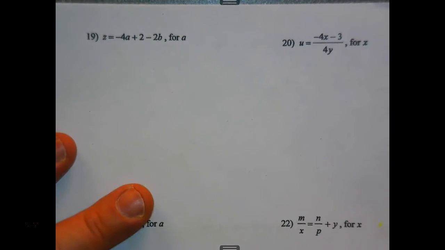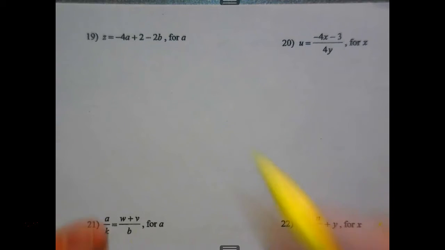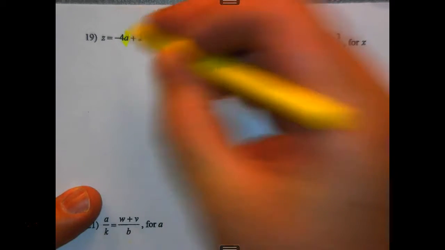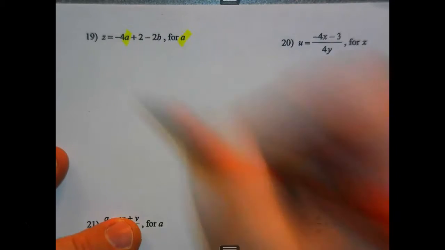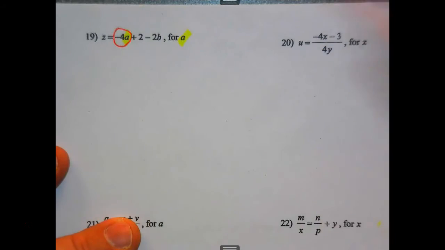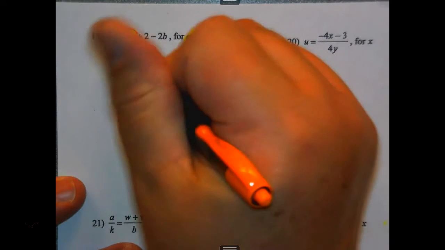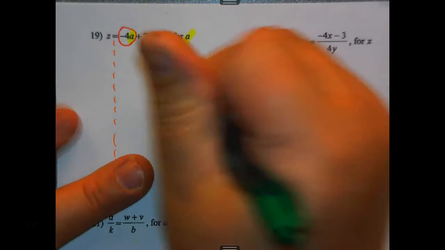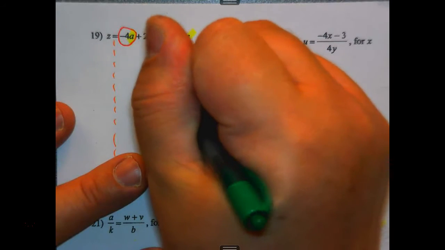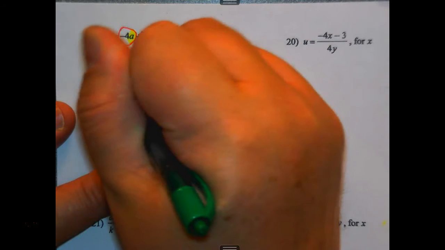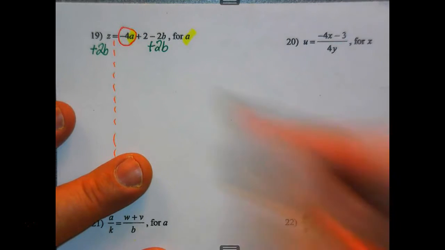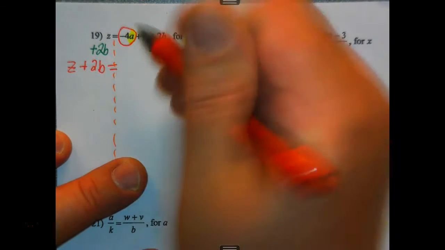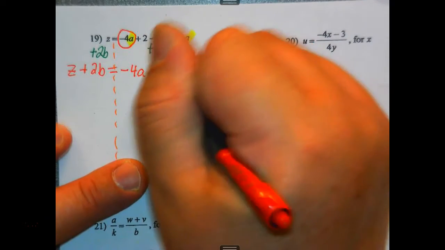All right, number 19. We have to solve for a. Here's the a term. Quiet, quiet. All right, so I'm going to get rid of all my non-a terms over here. I'm going to add 2b to both sides. I get z plus 2b equals negative 4a plus 2.